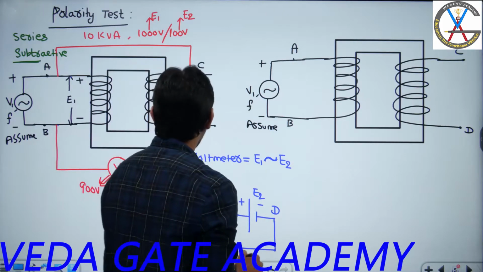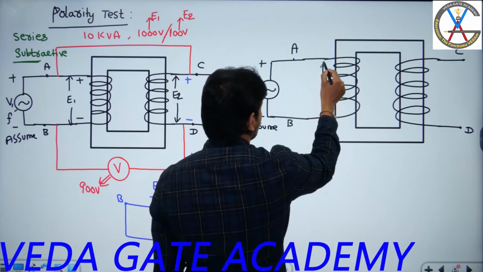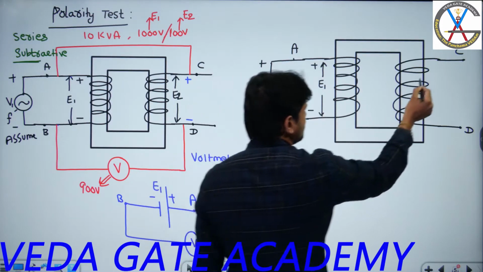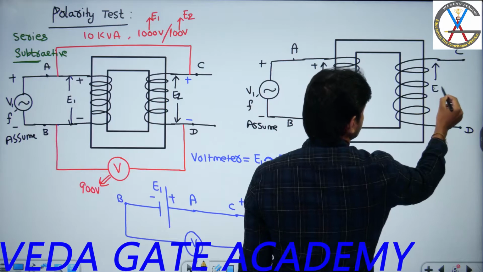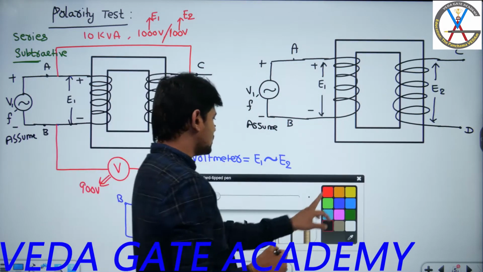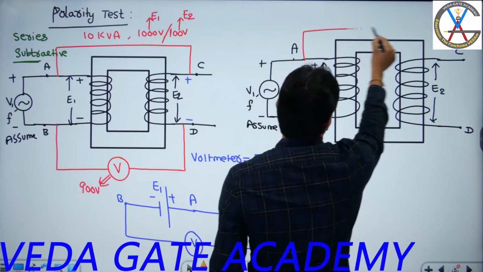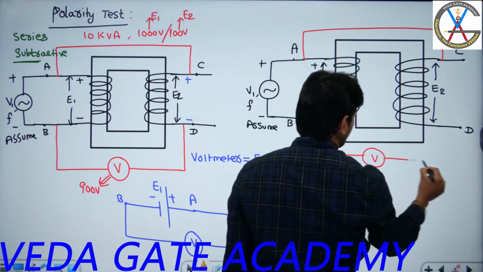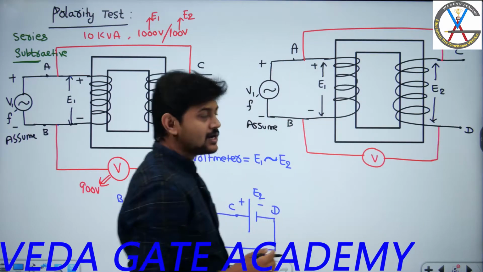So obviously what will happen? EMF is induced across this primary winding, so this terminal is positive with respect to this one, and the EMF gets induced across the secondary winding. And during the polarity test, what I have to do? I need to short circuit the terminals A and C, and across B and D I am going to connect a voltmeter.